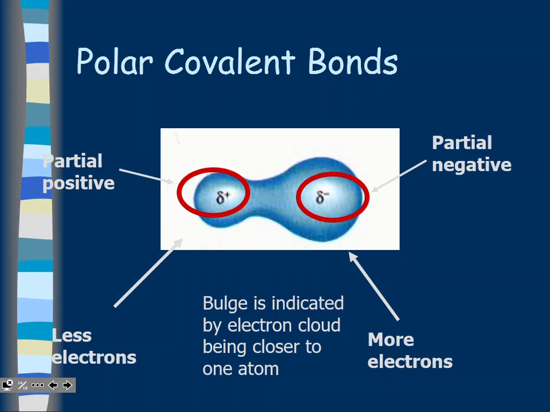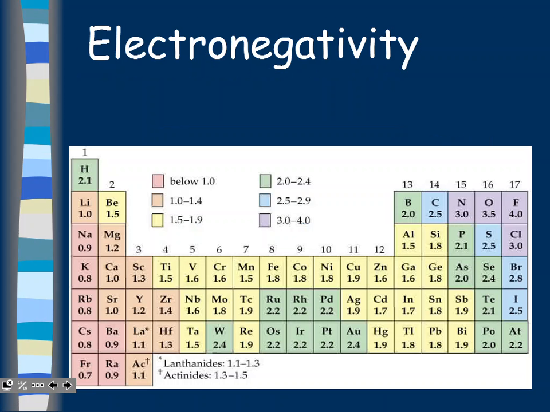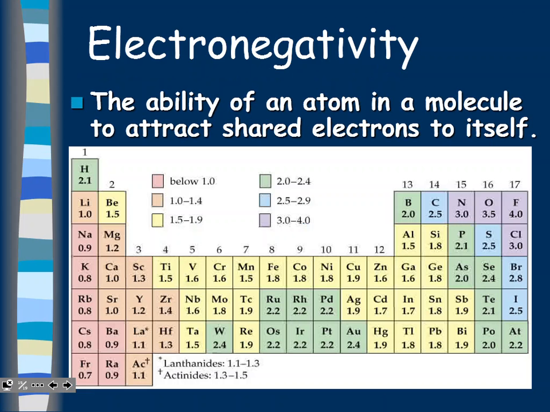Electrons spending less time around there. Now, the electronegativity values, which is what you're about to use, are going to tell you the type of bond that you have. We use the electronegativity difference to tell the type of bond between two atoms in a molecule. So, the ability of an atom in a molecule to attract shared electrons to itself is electronegativity.